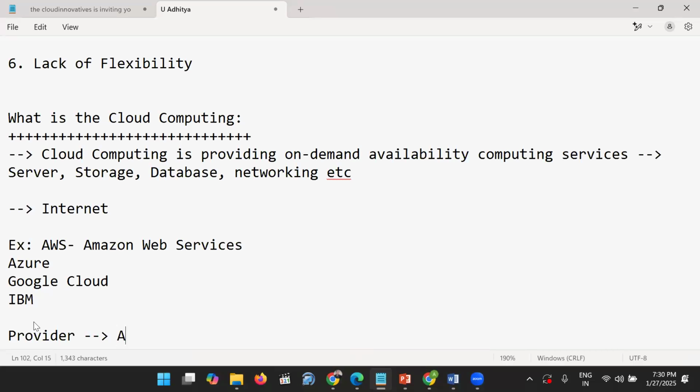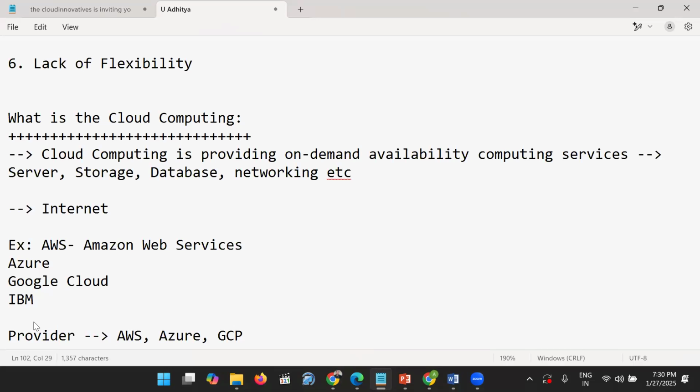If we are using AWS, AWS is the provider. If we are using Azure, Azure is the cloud service provider. If we are using the Google Cloud Platform, then Google is the cloud service provider. Whatever service you are using, you need to pay the amount for that service to the cloud service provider.